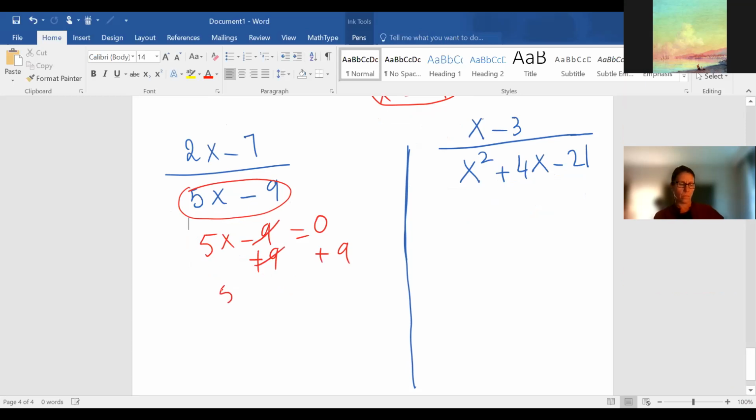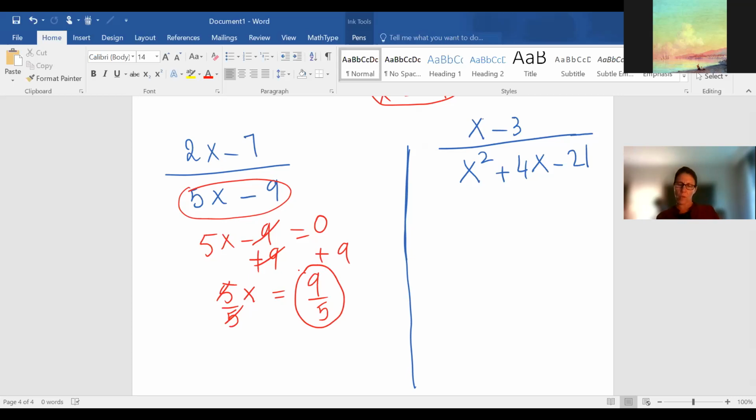We get 5x equal to 9. And then what did you do next? Divide both sides by 5. Divide both sides by 5. Thank you. You see, 9/5 is the excluded value, which means when you plug in 9/5 for x in both numerator and denominator, you will have something that is undefined, right?